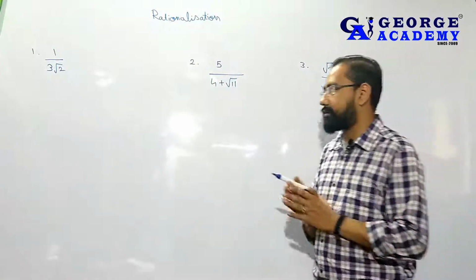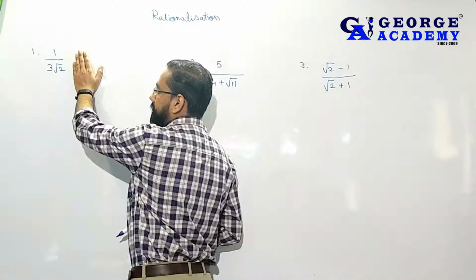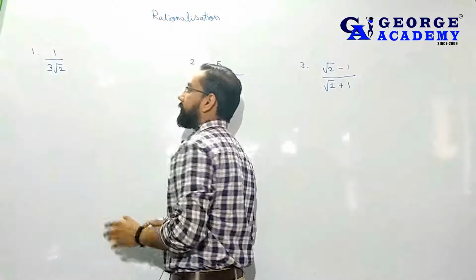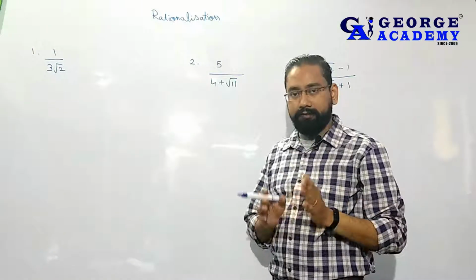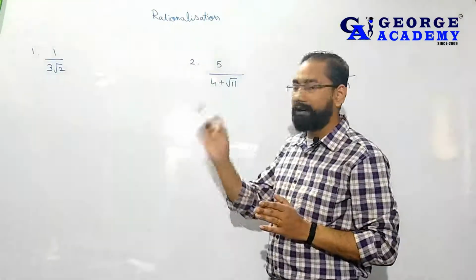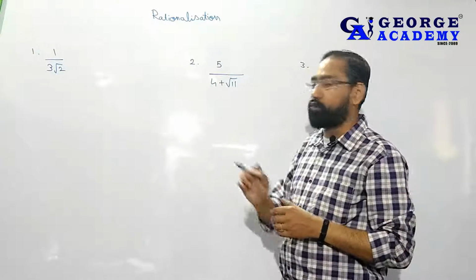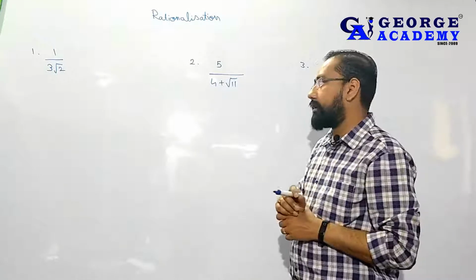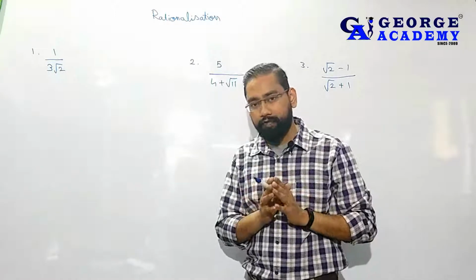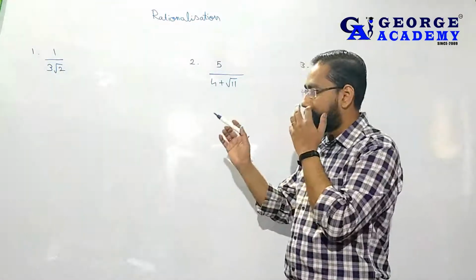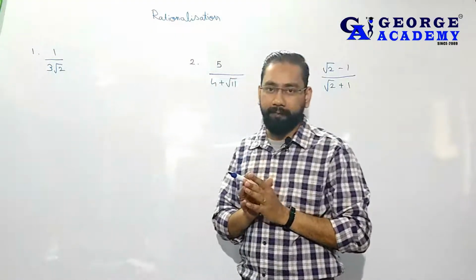How to rationalize the fraction? If we have a fraction like this, there is only one term in the numerator and one term in the denominator. Plus and minus separate the terms, but multiplication and division do not separate the term. So 3 root 2 is only one term. If there is only one term in the denominator and it needs to be rationalized, we multiply the numerator and the denominator by the denominator.